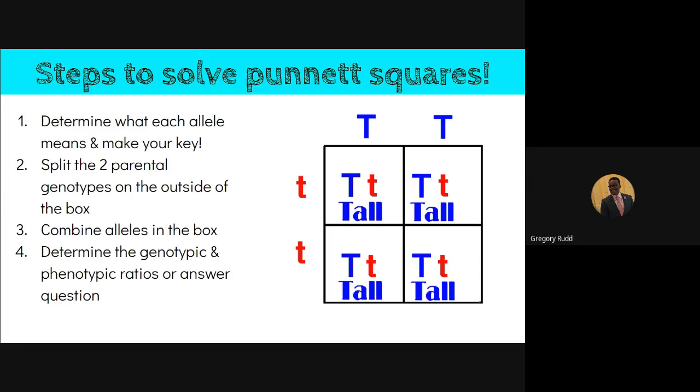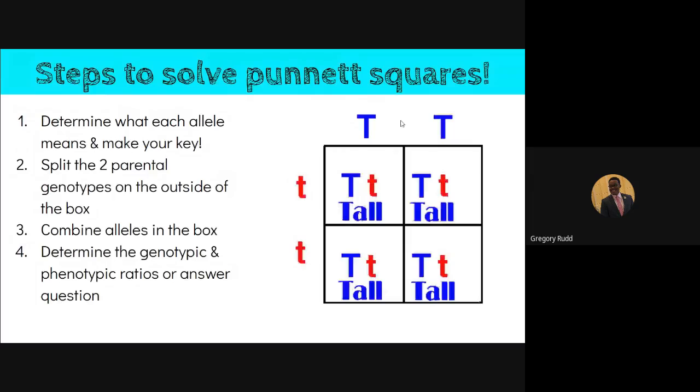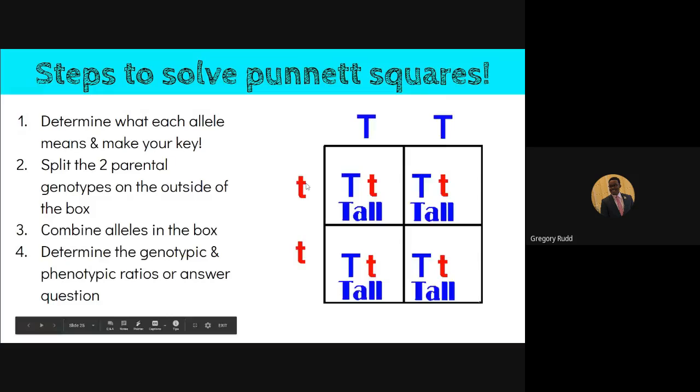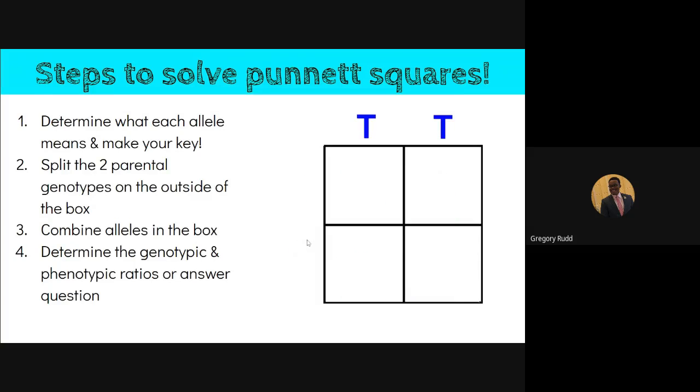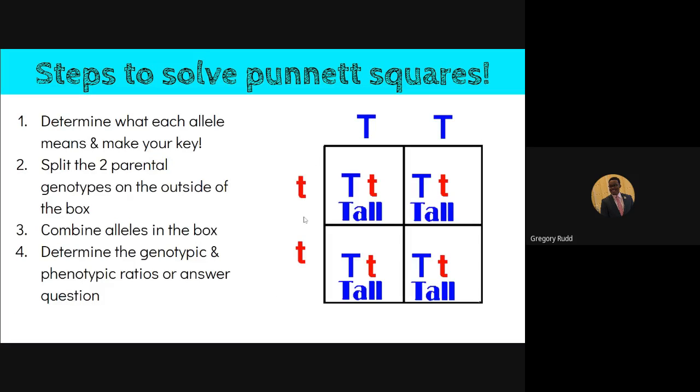Once you've figured that out, you're going to write that on the outside of the box. You could put dad on top and mom on the left, or you could put mom on top and dad on the left. But you're going to write the parental genotypes on the outside of the box.